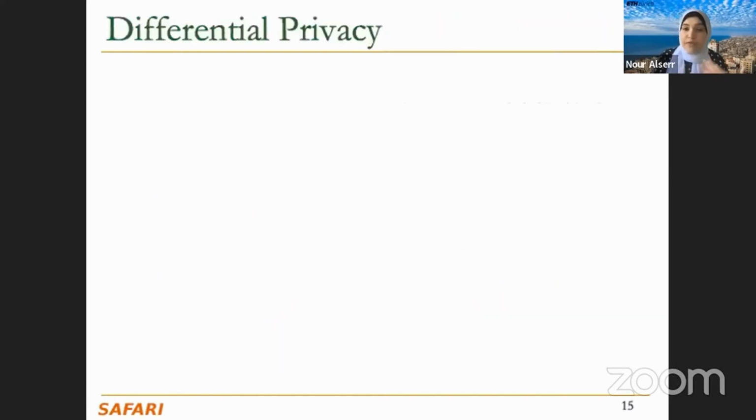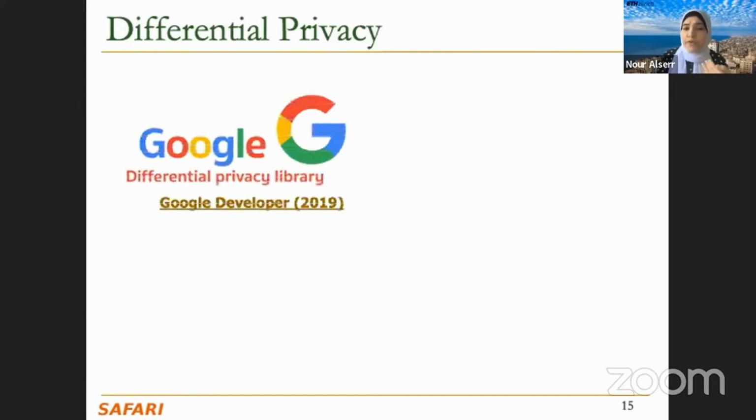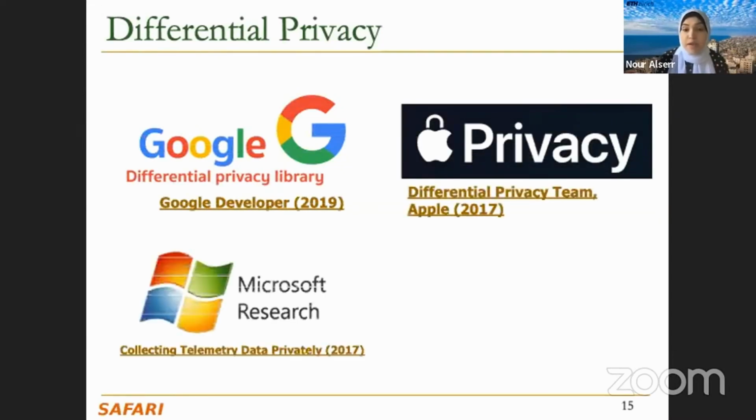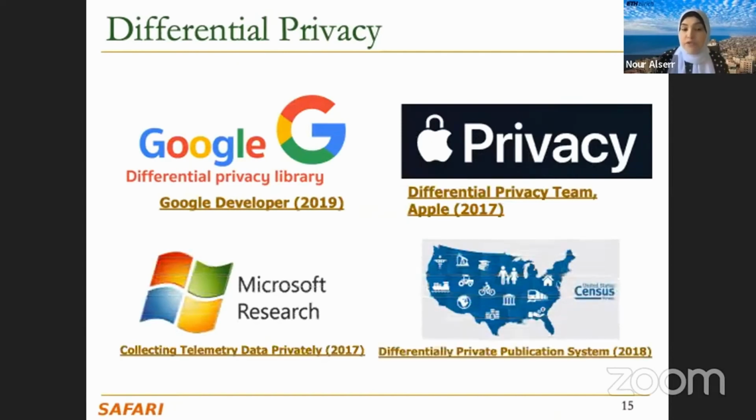Differential privacy is currently used by many big companies for collecting data, for example Google for crowdsourced data, Apple for examining the information shared by customers, also Microsoft Research, and finally the Census Bureau, one of the biggest census organizations in the United States.